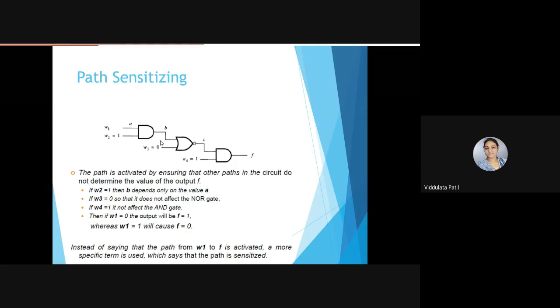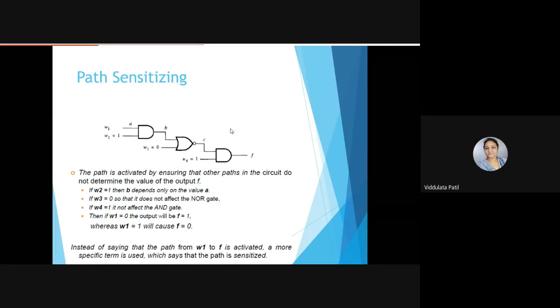Similarly for the NOR gate, W3 is kept at logic level zero, so it will not affect the output of this NOR gate. Only because of the change in this wire's logic level, there will be a change in the output. Again for the AND gate, the input terminal W4 is kept at logic level one, so the output of this AND gate will not change because of this, but only because of this wire's logic level.